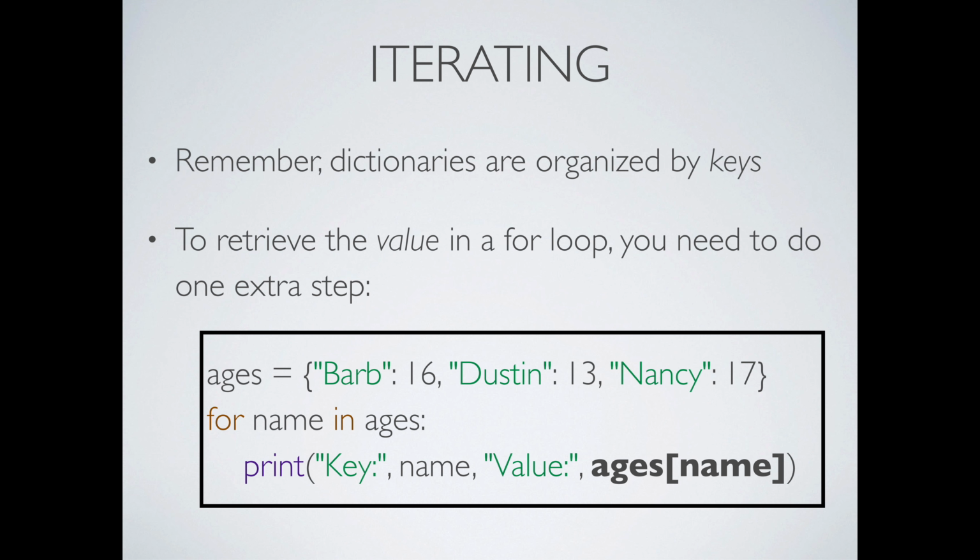But if we want to print the values here, those integers 16, 13, 17, we have to do this extra step, this extra lookup, where we say, hey, I know the key. It's whatever is stored in this variable name, and I'm going to look up the value associated with this key, name, in the dictionary, ages, by using this sort of lookup trick that we talked about earlier in this video. So again, dictionaries are organized by keys. If you iterate through a dictionary, it's going to iterate through the keys. So if you want to iterate through all the values, you have to do this extra key value lookup step, as shown here in bold.